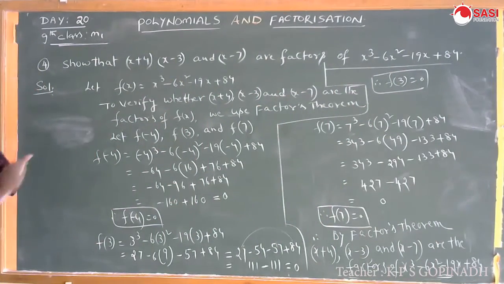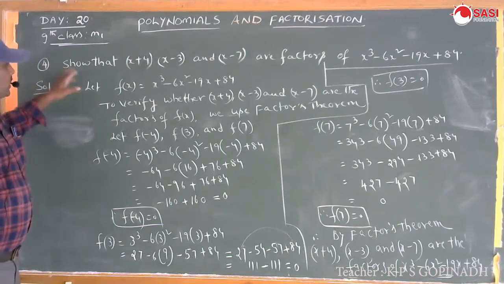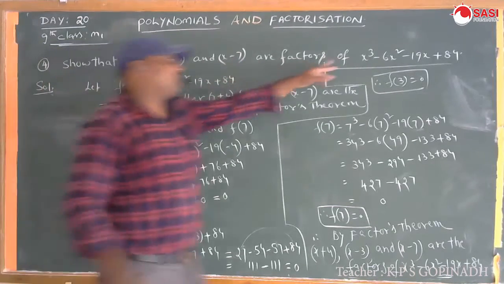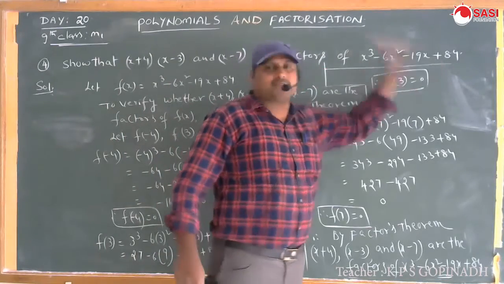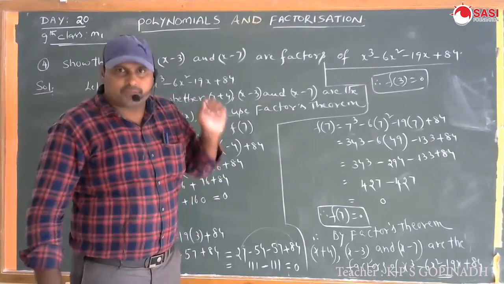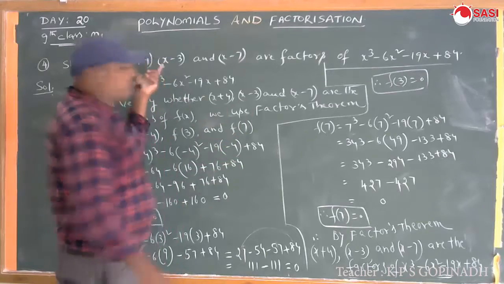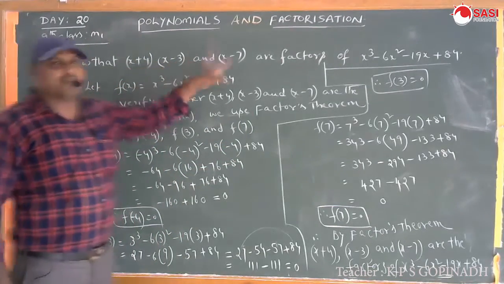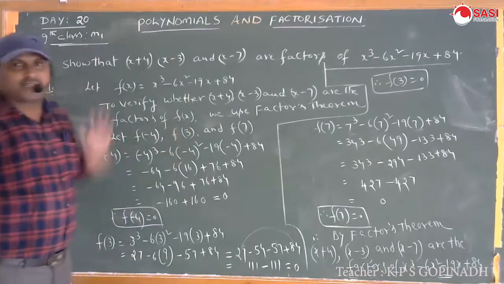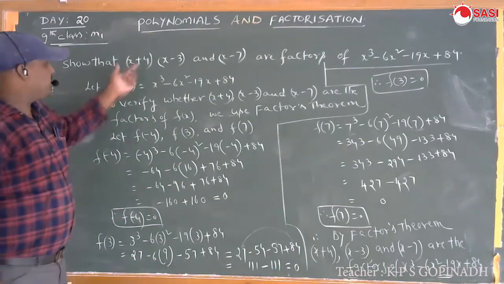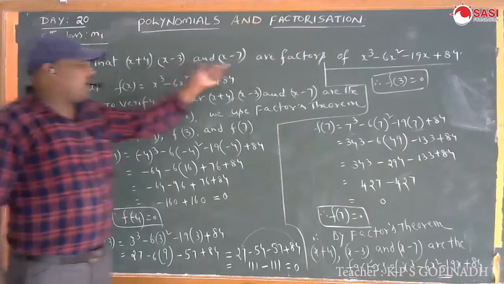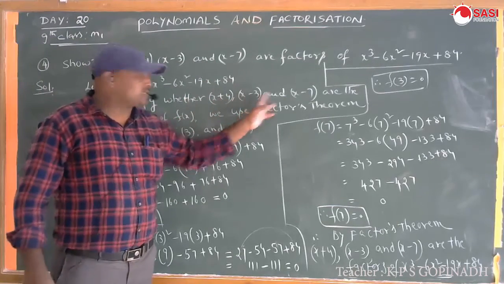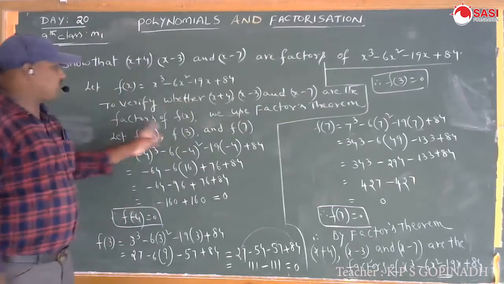Now, understand children, all of you? Once check it. Here, show that x plus 4, x minus 3 and x minus 7 are factors of x cube minus 6x square minus 19x plus 84. What you have to do? First of all, find the zeros of the given polynomials x plus 4, x minus 3 and x minus 7. And by using the factor theorem, we have to calculate f of minus 4, f of 3 and f of 7 to verify whether x plus 4, x minus 3 and x minus 7 are the factors of f of x.